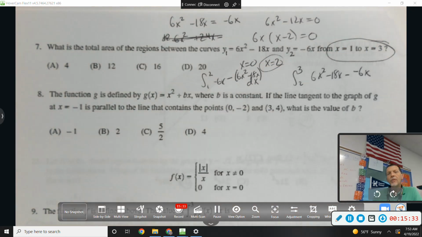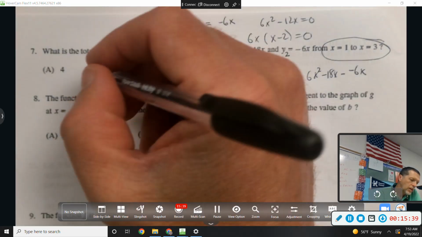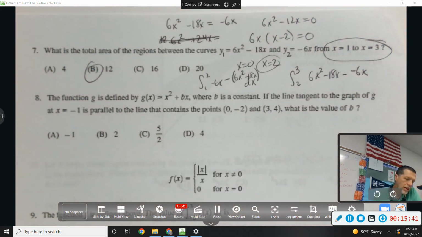That one's kind of tricky, because I suspect most people just did from 1 to 3 and got an answer. And my guess is if you just did 1 to 3, you probably get 4. So that one was kind of tricky.